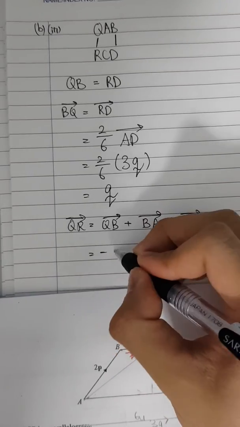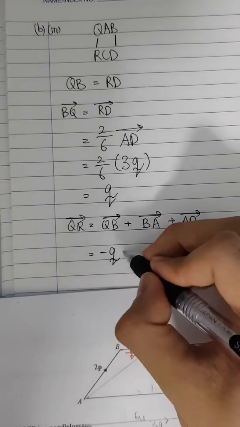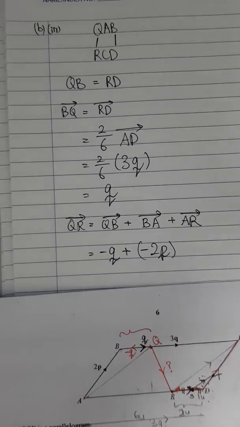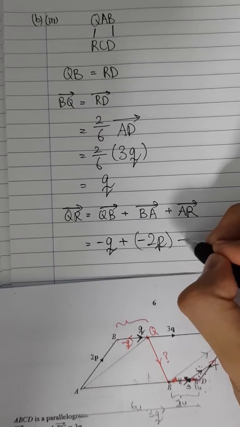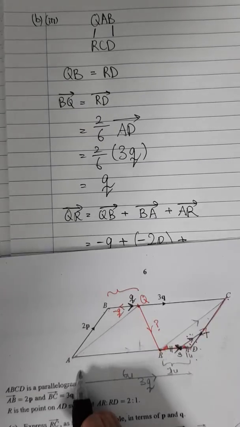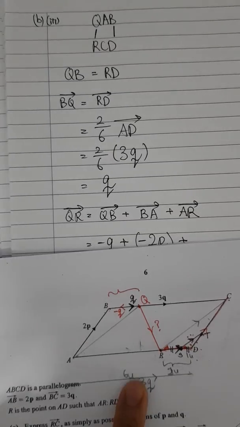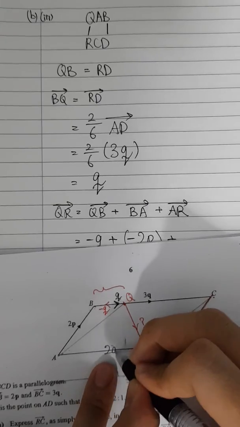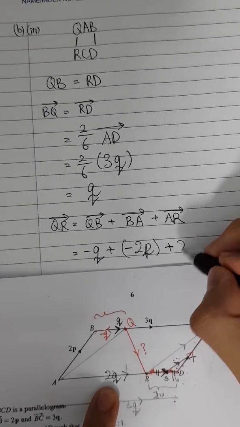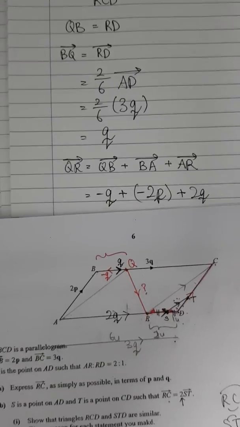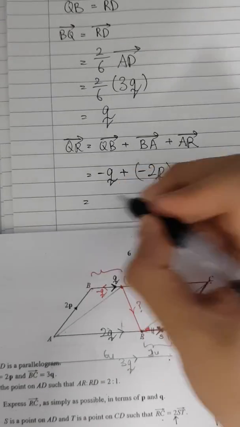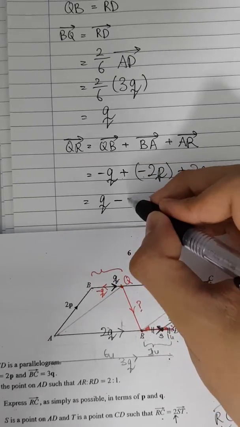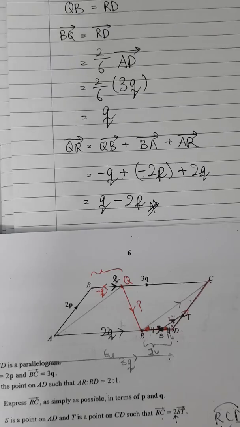QB is negative Q, plus BA, which is negative 2P, plus AR. Okay, AR is here. AR, if this is Q, this is 2Q, 3Q, this should be 2Q. So plus 2Q. This will give you an answer of negative Q plus 2Q, which is Q, plus negative 2P. Answer: Q minus 2P.